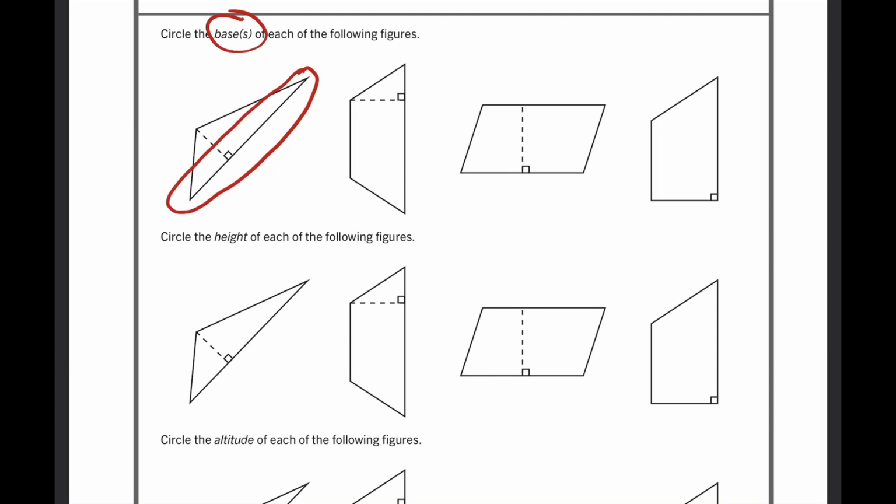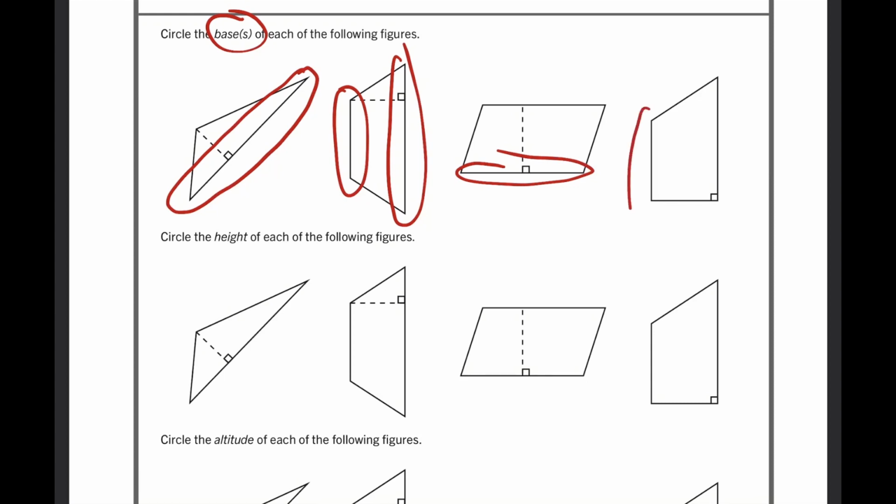What shape is this? This is a trapezoid. The bases of my trapezoid are always going to be my parallel sides. So I need to circle my bases, and they're also perpendicular to the height. So I need to circle my bases of my trapezoid. So here I know my height, so I'm going to circle the base.